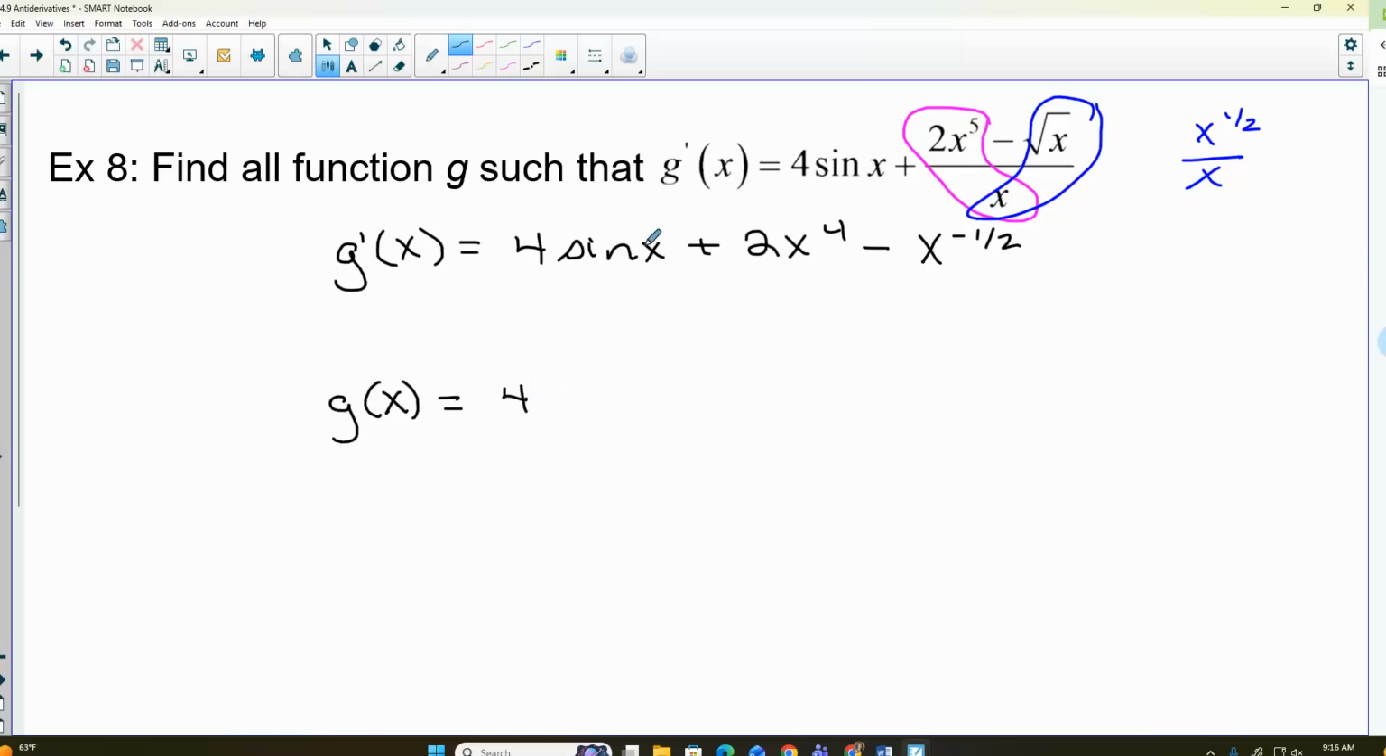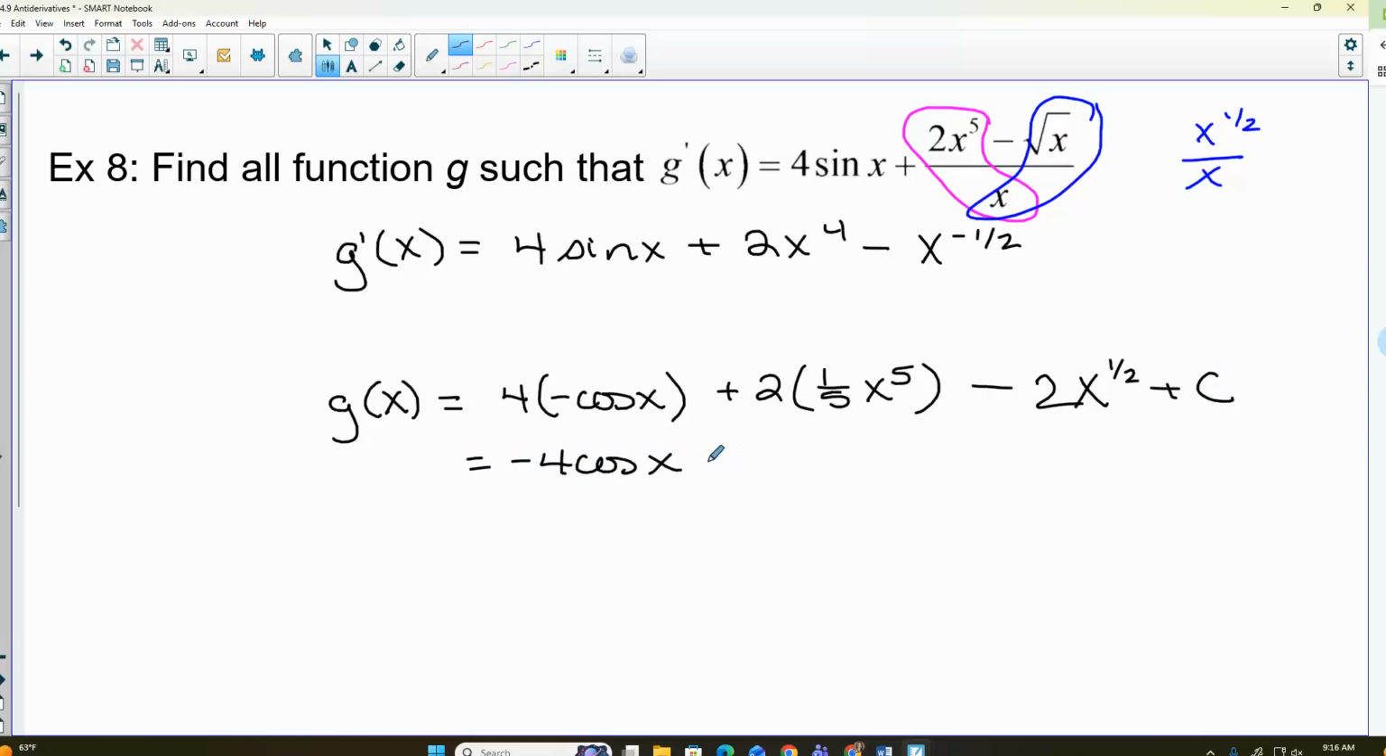We have 4 times, what's the antiderivative of sine? Cosine. 2 times, what's the antiderivative of x to the 4th? All right, x to the -1/2. If I add 1 to the power, it would be a positive 1/2. So what would we put in front? 2, plus c.